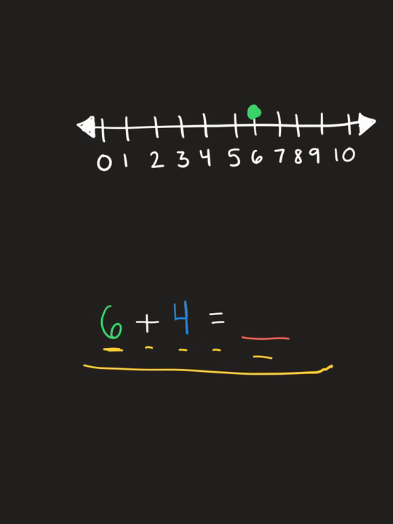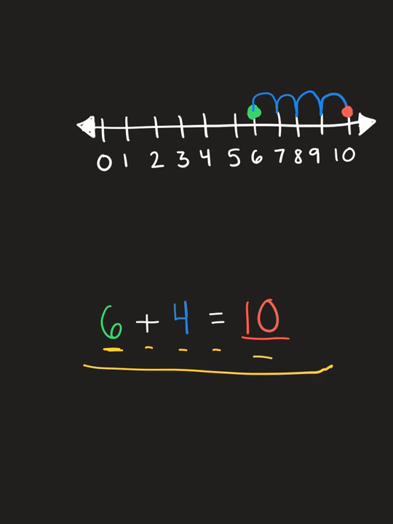So with my blue color, just to show the difference, I'm going to jump 4 spaces. 1, 2, 3, 4. And where I land is where I stop, and that is where I put a dot. My dot is red because red means stop, and my answer is 10.